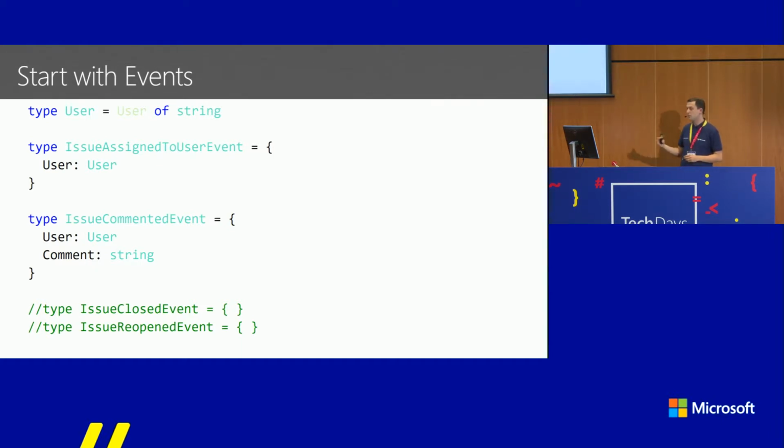We define the type for user, just a container of string again with different tag. And then we say that the assigned event is just the user. We don't need to put ID or anything else because we will use those events in context of already existing issue. I'll show you later. Then comment event is just the user plus his comment, simple. And let's say for now I didn't have any properties to put to closed and reopened event. I could probably define them as empty, but that's actually not a valid F# code. So I'll show you a better way in a minute. Let's keep it commented out for now.